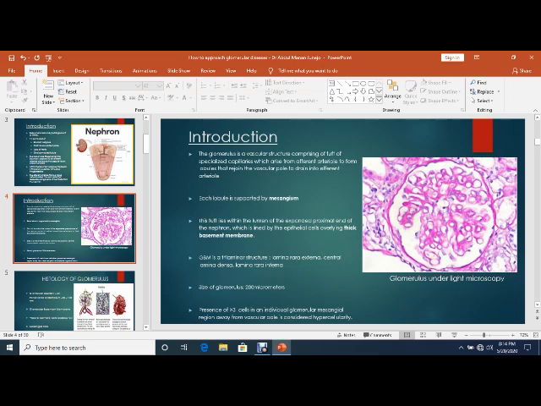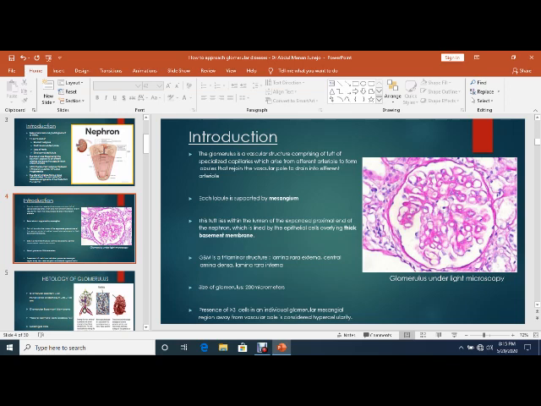This slide shows the glomerulus under light microscope, histology of the glomerulus. Basically, already told you, this is the vascular structure, comprising a tuft of the capillaries, which are arising from the afferent arterioles to form the lobules, and that rejoin at the vascular pole and drain into the efferent arteriole.